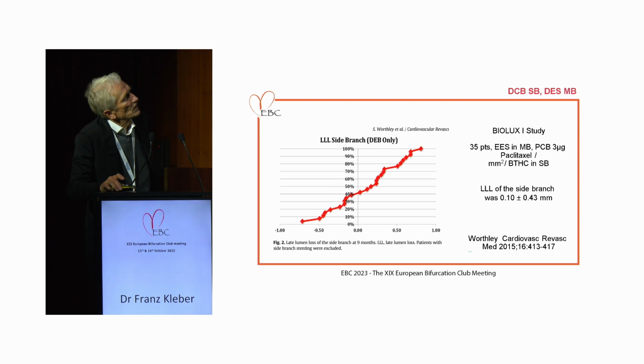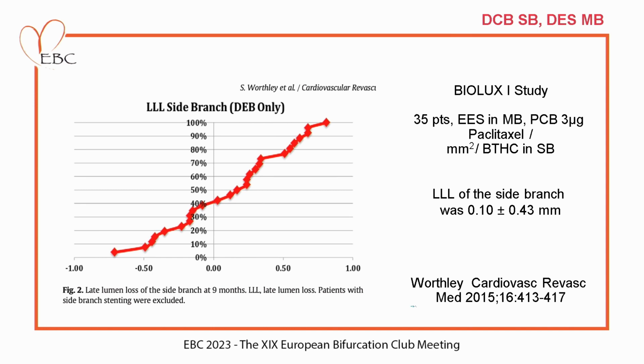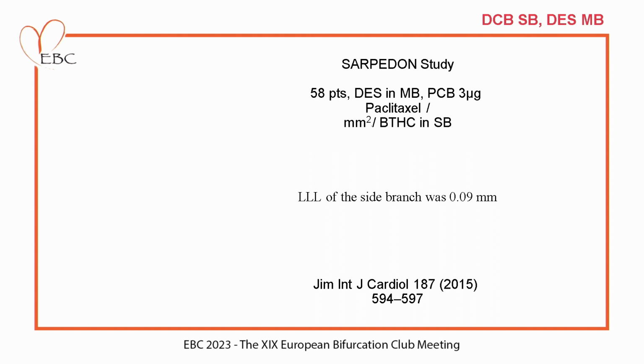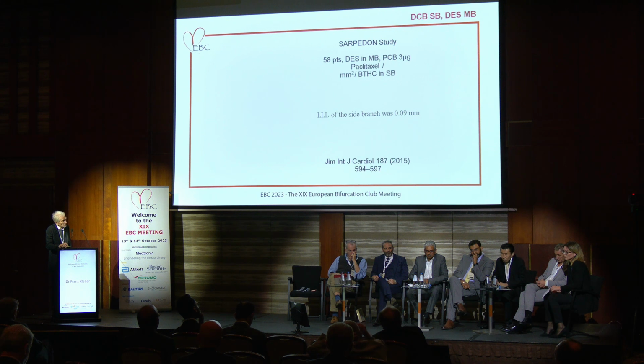Then the study BIOLUX 1, and again we look here at the late loss in the side branch, 0.1. Again, a good result in the side branch with the DCB, and this was for the first time a drug-eluting stent, not a paclitaxel, but a limus-eluting stent in the main branch. So this was a step from BMS to paclitaxel-eluting stent to limus-eluting stent. Very similar is the Sarpedon study, also a low late loss in the side branch with the DCB, similar procedure.